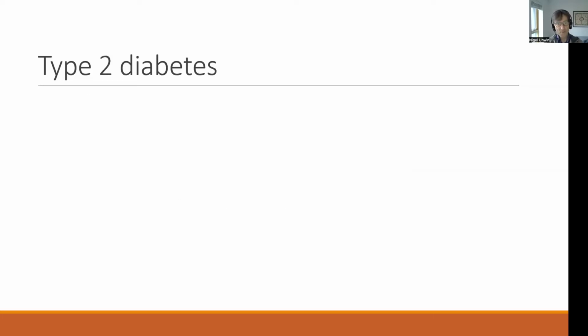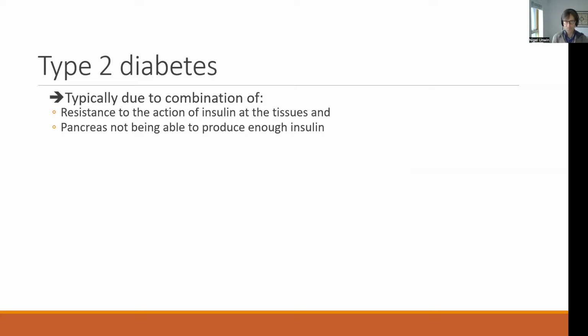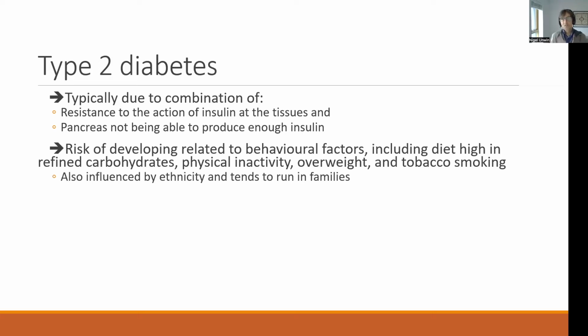If we look now, just summarizing, at type 2 diabetes, as we've just been seeing in the video, it's typically due to resistance to the action of insulin at the tissues, and in the end the pancreas not being able to keep up with the requirement for more and more insulin. The risk is related to behavioral factors, including a diet high in refined carbohydrates. For example, sugar-sweetened beverages are one very specific example, associated with an increased risk of type 2 diabetes if frequently consumed. Being physically inactive is another. Both of those can lead to being overweight, and that in itself, as the video mentioned, is a risk factor. And smoking tobacco also increases the risk of type 2 diabetes.